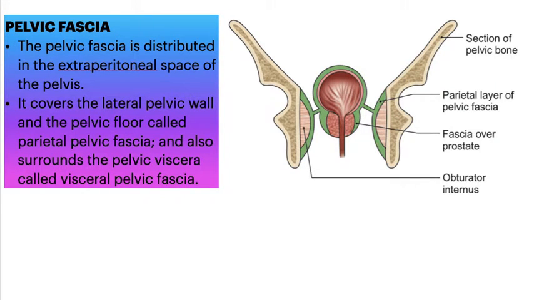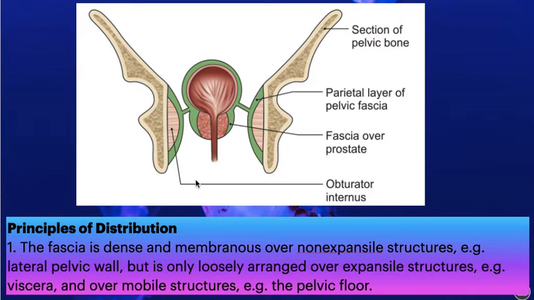Coming to the disposition of the pelvic fascia. Now, the pelvic fascia is distributed in the extraperitoneal space of the pelvis. It is covering the lateral pelvic wall and the pelvic floor, called the parietal pelvic fascia, and also surrounds the pelvic viscera, and here it is called the visceral pelvic fascia. You can see the parietal layer on the lateral pelvic wall and the fascia over the prostate, that is your visceral pelvic fascia.